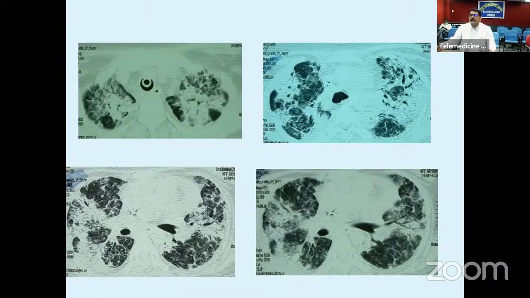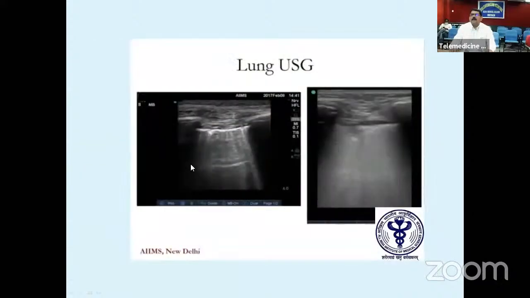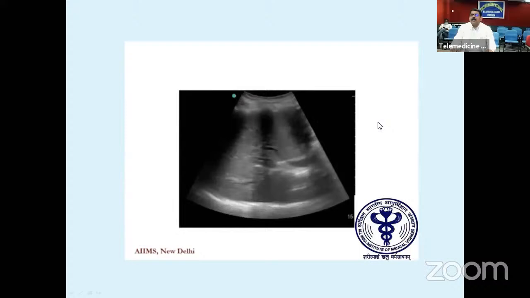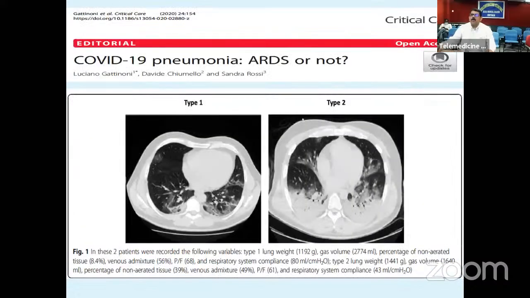And in the CT scan, you see there is a lot of exudation. There's fluid accumulation in the lungs. And this is the ultrasound, which shows this congestion, the fluid accumulation. And this is how a viral pneumonia behaves, a pulmonary edema behaves, a SIRS behaves.